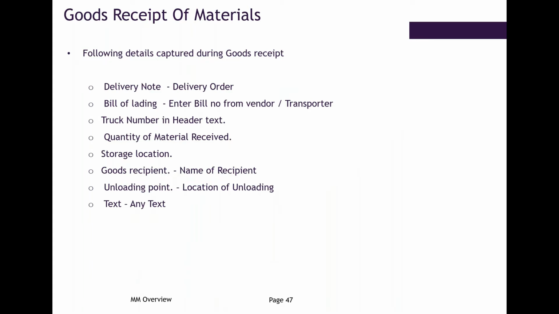So what else can we do in goods receipt? We can enter the delivery order number. That means the vendor will be supplying you a bill. We can enter that bill number as well, or we can also enter the truck number and the material which we received. We can enter the quantity and the storage location where it has to go. Like if it is a raw material, we'll store it in a raw material storage location, and if it is spares, then we'll store it in a storage location relevant for spares. And if it is a finished material, like if you are procuring from an external vendor, we'll store it in a finished material storage location.